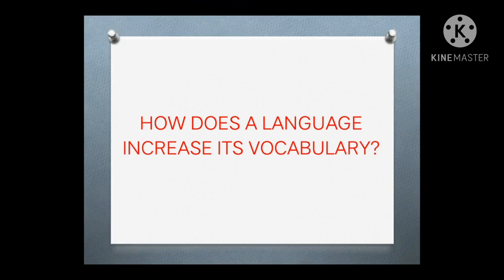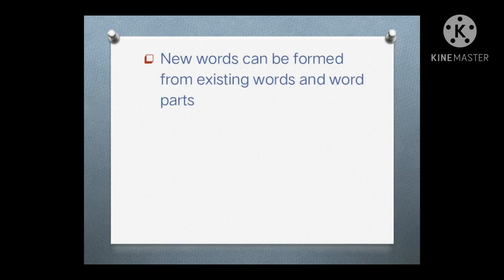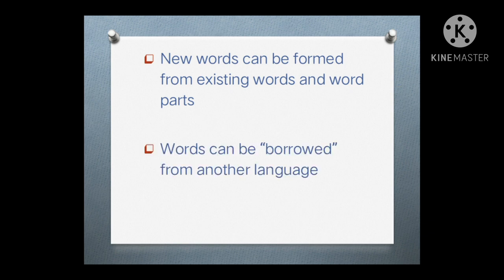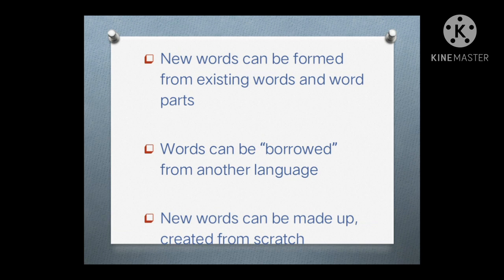How does a language increase its vocabulary? Languages have three principal ways of extending their vocabulary. First, new words can be formed from existing words and word parts. Second, words can be borrowed from another language. Third, new words can be made up, created from scratch.